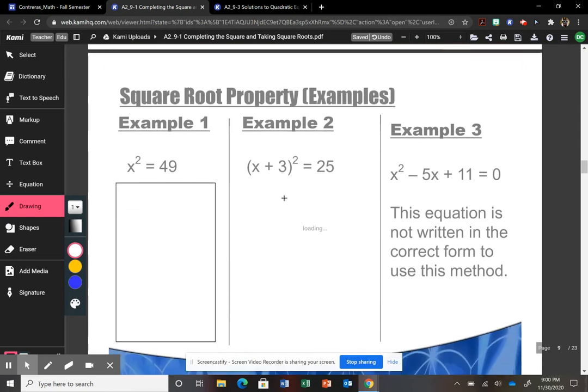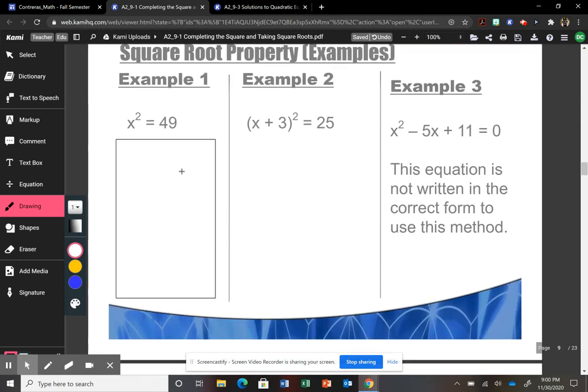So we're going to try a couple examples. I'm going to start here. Well, here I already noticed, hey, my square is already isolated. So I can just, let's see, I'll actually use purple, take the square root of both sides. Okay, so that means our x is equal to plus or minus 7. So that means x is equal to -7 and x is equal to 7. So those are our solutions or our roots.